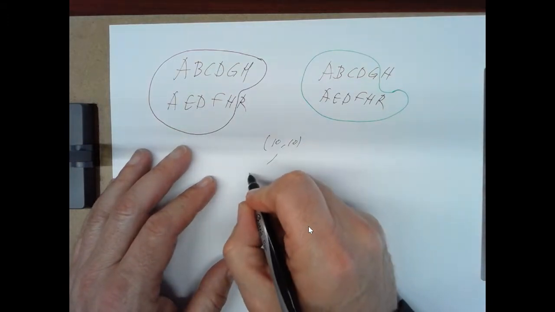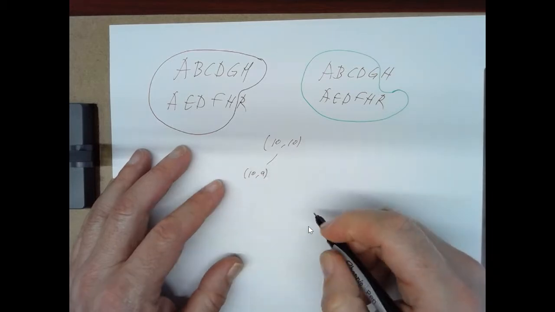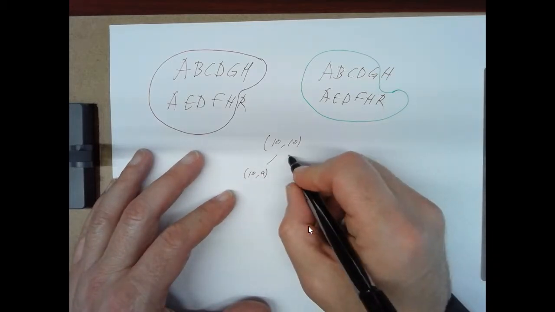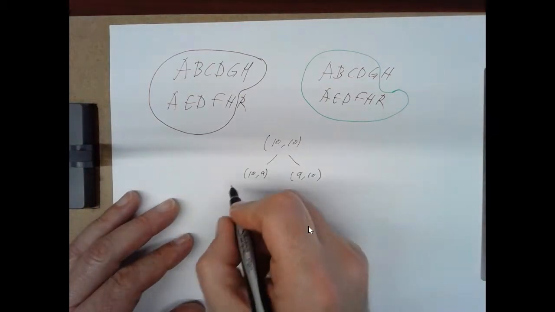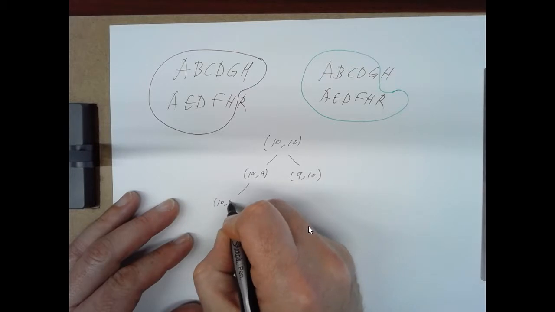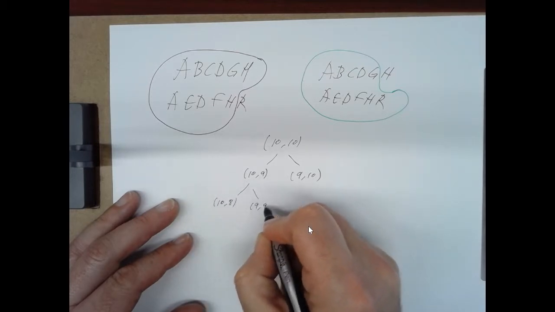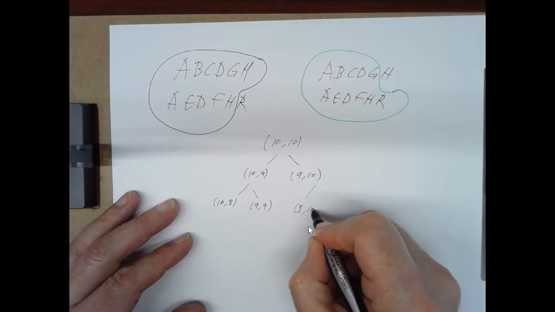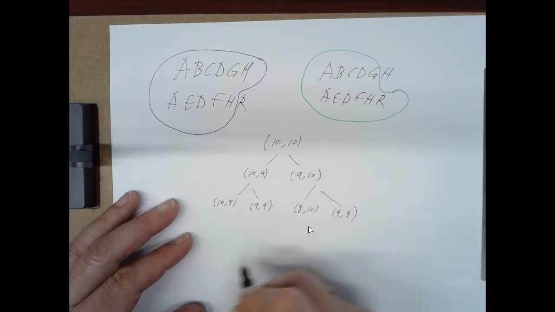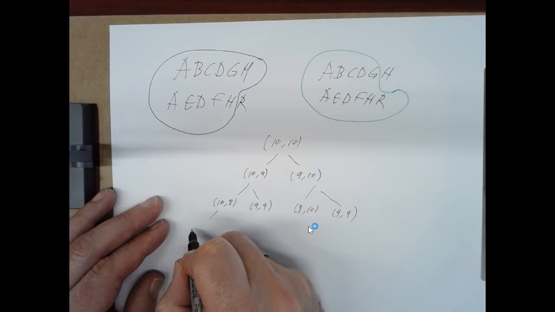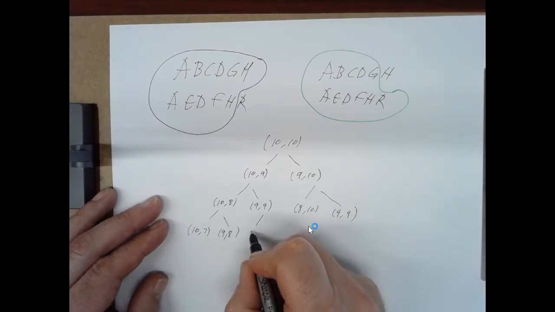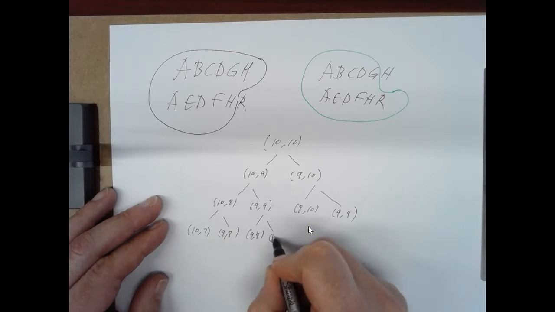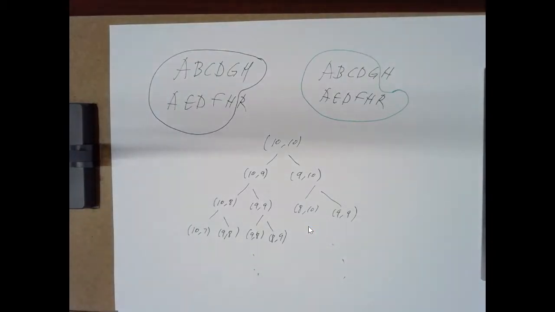We might need to call recursively the same problem for strings of length 10 and 9, and then for strings of length 9 and 10. And the 10, 9 one we might need to solve for 10, 8, and for 9, 9. And this one for 8, 10, and 9, 9. And this one we would have to solve for 10, 7, and 9, 8. And this one for 9, 8, and 8, 9. And you can see where this is going, right? It's not a pretty picture.